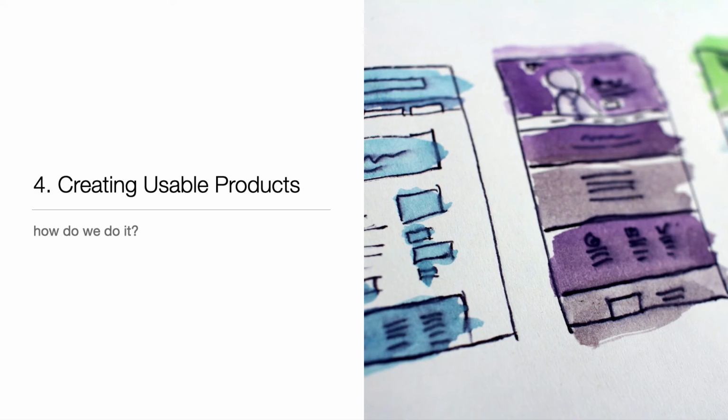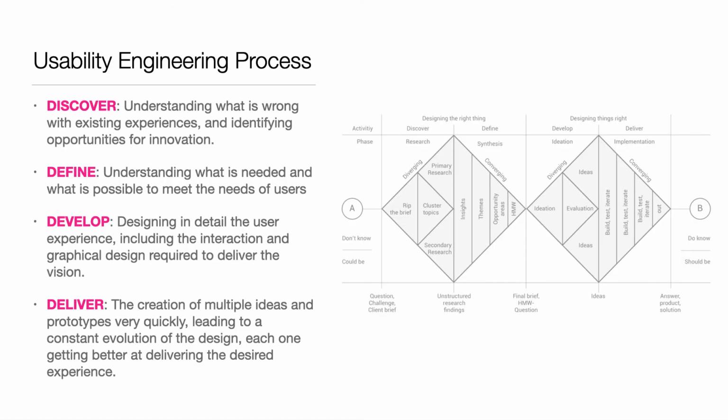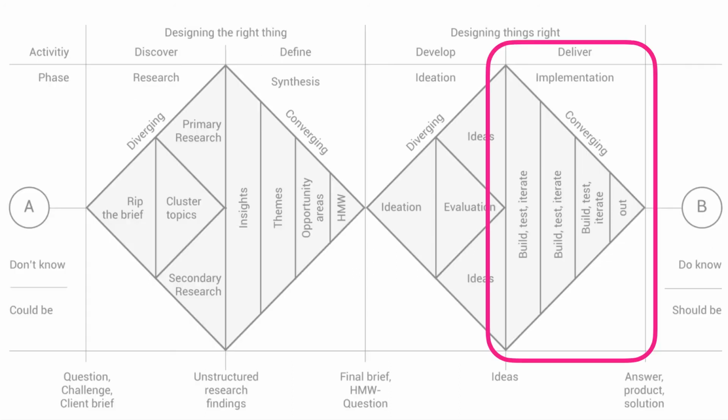So how do you create usable products? Well, the usability, UX design process is the double diamond. It's discover the problem, define what is needed, develop solutions, and then deliver the end product. Usability comes at the very end of the double diamond process. It's that building, testing, iterative phase. Everything before that final delivering part is all about understanding and empathizing. Usability needs empathy, but it's more about mechanically making things better whilst understanding the person.